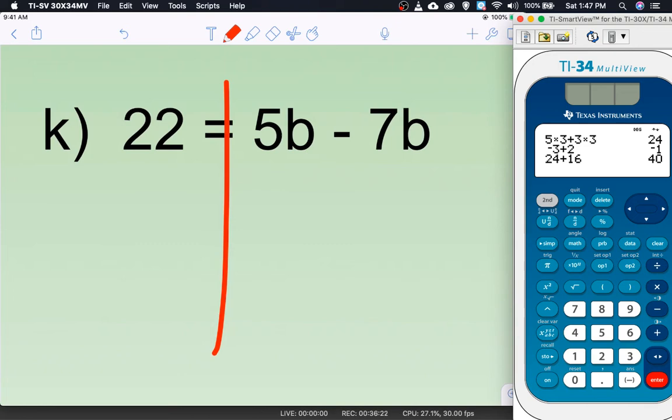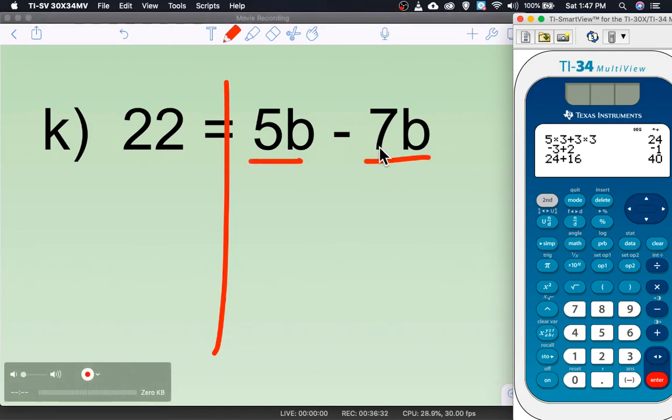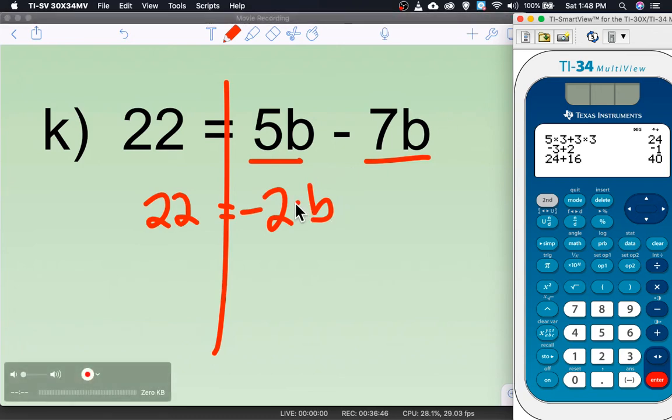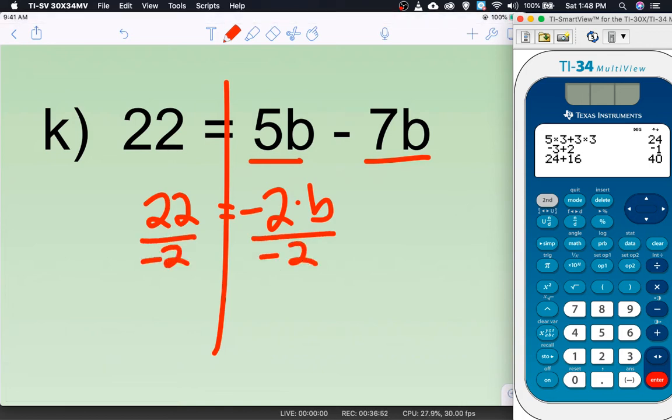So let's see here. On the left-hand side, there's nothing to do. It's a 22. On the right-hand side, I can combine those together. I have a 5b minus a 7b. 5 minus 7 is negative 2b. Now, to solve the equation, I'm going to do the opposite of multiply. This is a multiplication. Multiply by negative 2, so I divide by negative 2 on both sides. And b is negative 11.